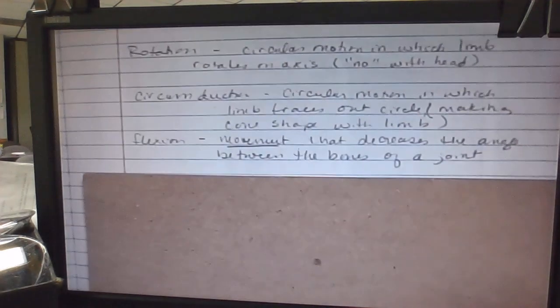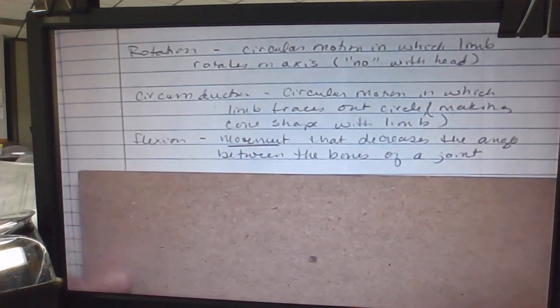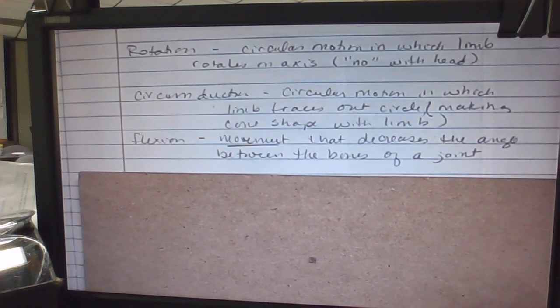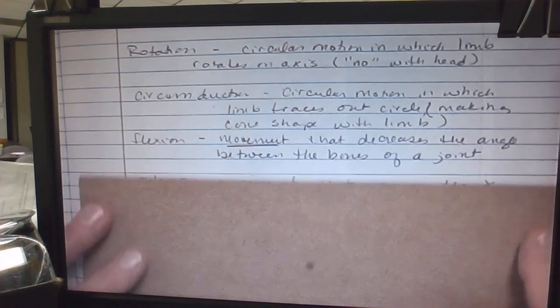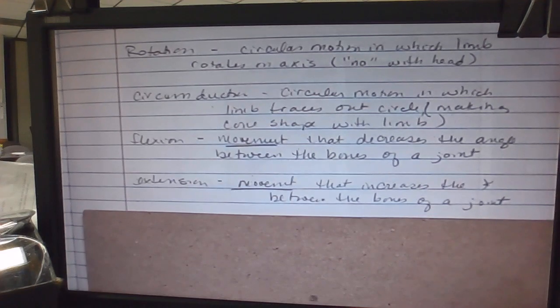Flexion is a movement that decreases the angle between the bones of a joint. If you hold your arm out with the palm up and you bend at the elbow until you touch your fingers on your shoulder, that's flexion, because that joint at the elbow is becoming a decreasing angle. Then, if you stretch that back out, that's another movement. That's extension. Extension is a movement that increases the angle between the bones of the joint.